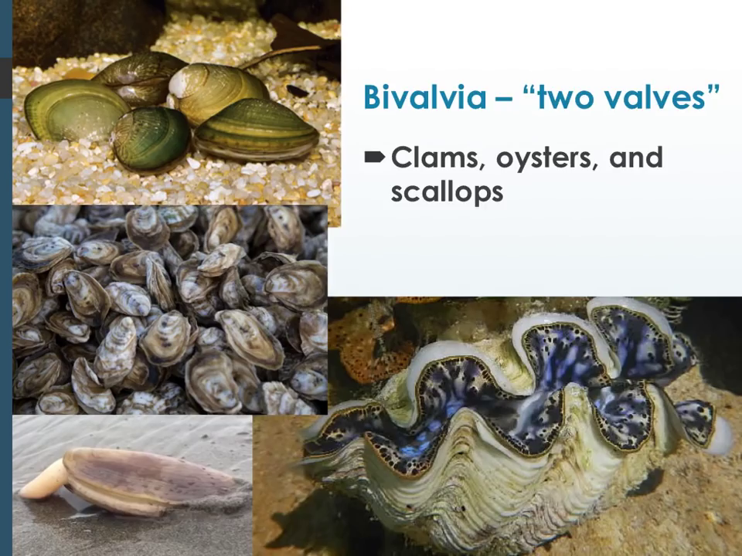The last class of mollusks are the bivalves or bivalvia, and this means two valves. As you can see here, these are all creatures that have two shells that are hinged, giving us that bivalve. The top picture is a picture of freshwater clams. The next picture below that are oysters. The one below that is another freshwater clam. I just wanted to show you that its foot is out, which I think is really cool.